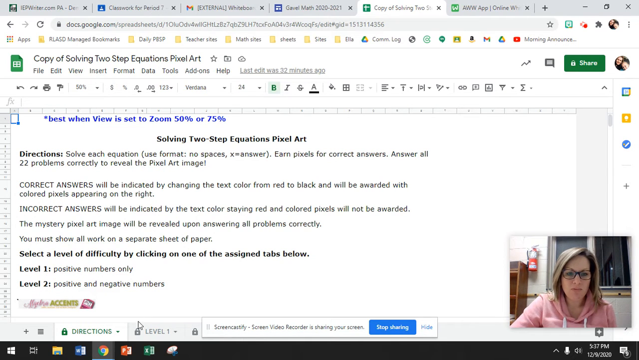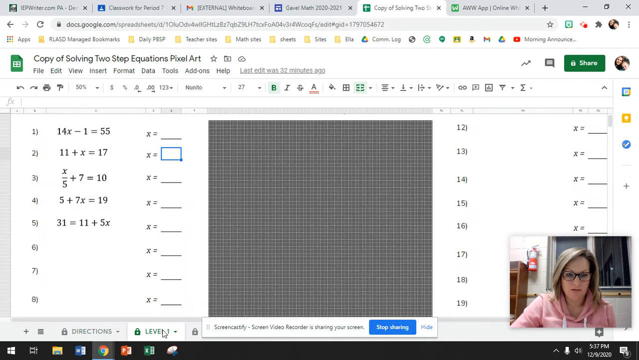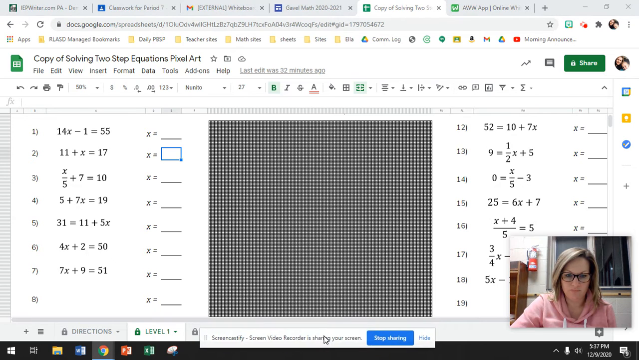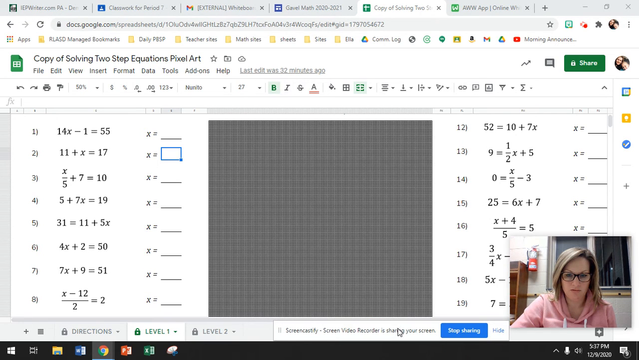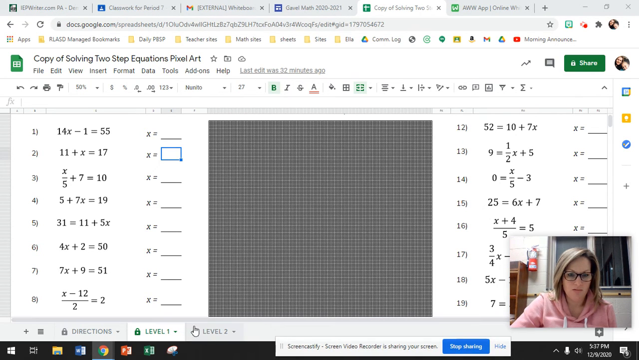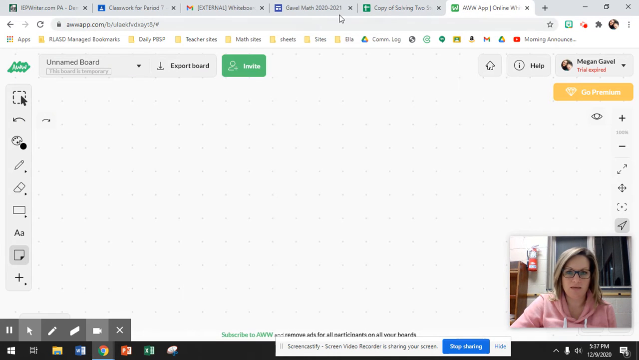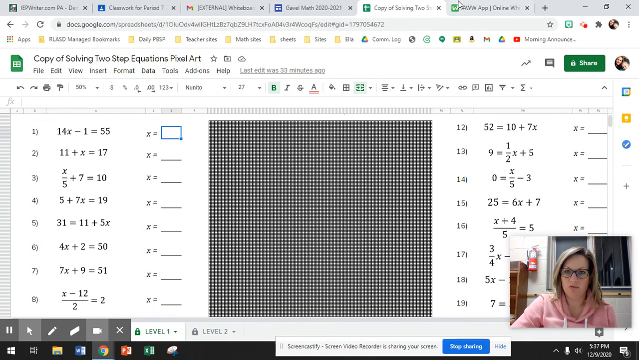So we want to go to number 1 right here. Number 2 is over here. It's hidden. See, there we go. You want to click number 1. This is what we want. So 14x minus 1 equals 55. You would click on that.